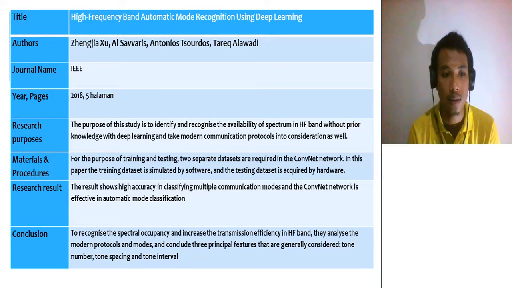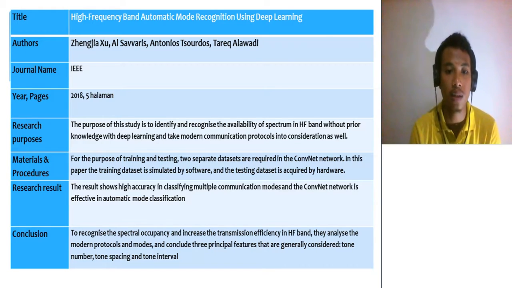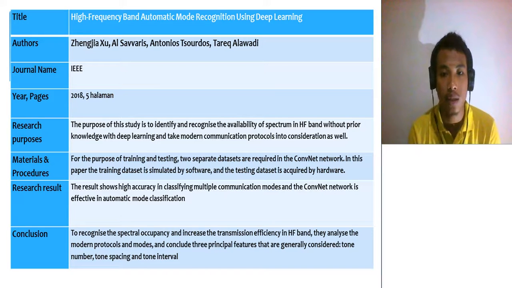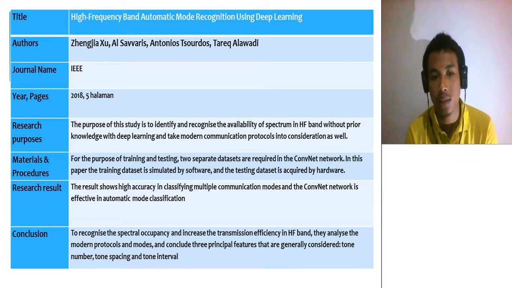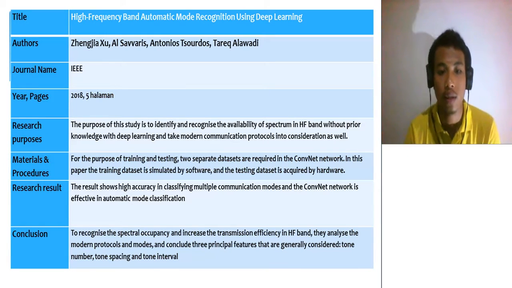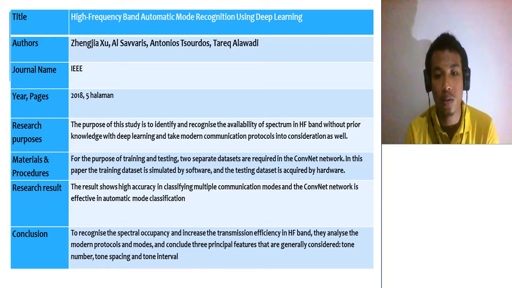And the conclusion of this paper is to recognize the spectral occupancy and increase the transmission efficiency in the high frequency band. They also analyze the modern protocols and nodes and conclude 3 principal features that are generally considered. There are tone number, tone spacing, and tone interval.